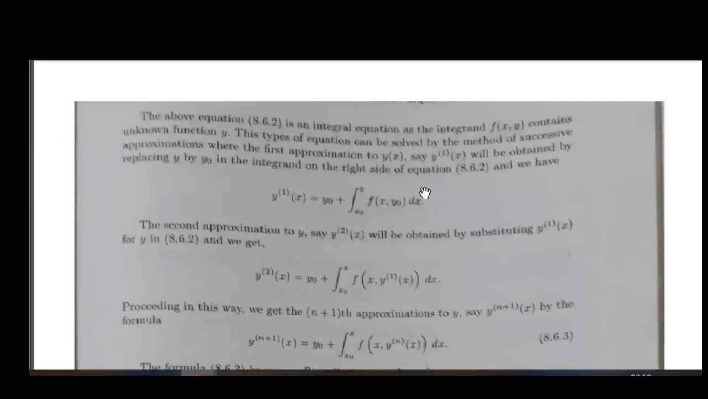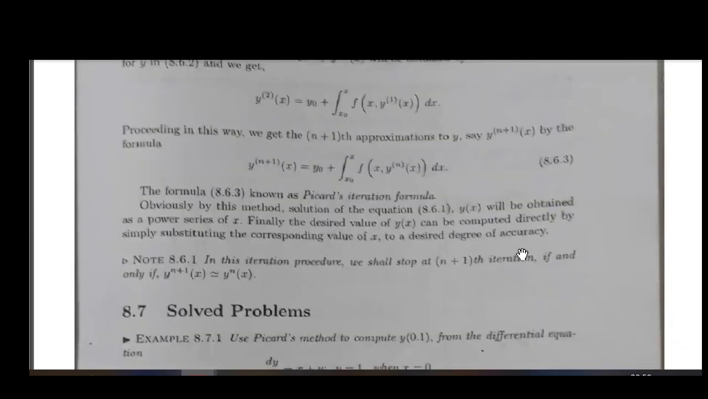Now the question is how to tackle this part. For Picard's method, this integrand contains the unknown function y. As I said, this will be creating a problem. So this equation can be solved via the method of successive approximation, where the first approximation y1(x) will be obtained by replacing y by y0. Okay, simple, straightforward. We want to get rid of this integration, just replace y by y0. If y is replaced by y0, this becomes a constant, this becomes a function of x only. So now you can integrate, no problem in it.